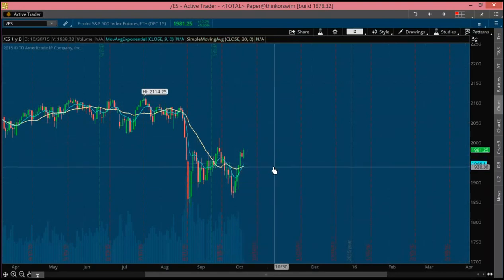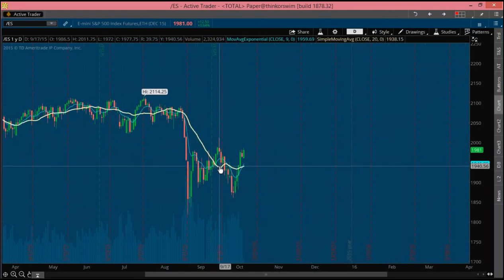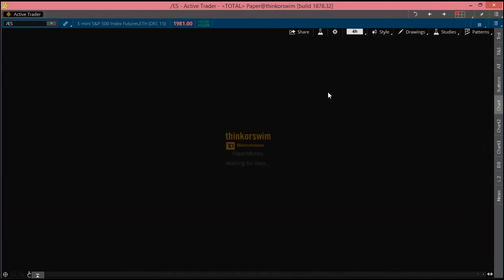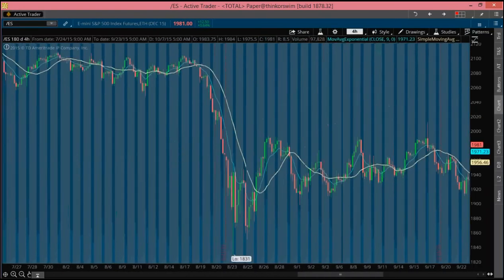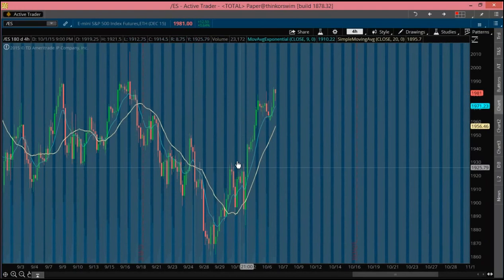We have a naked cross on the weekly at 1930, call it 1938 and a quarter. So we might come back down and test that. Going to the intraday, we just closed out a naked cross up here at 1972.50 with this move up in the last couple of days.